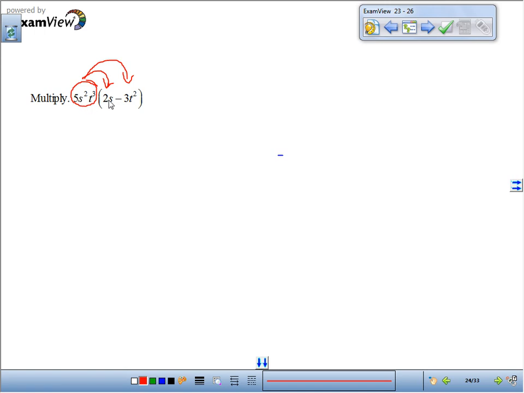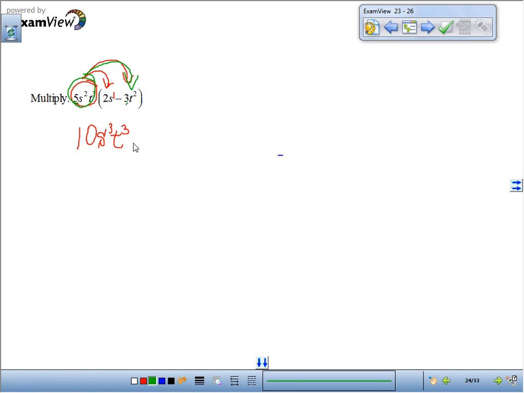Everybody with me? So let's multiply this times this first one. Start with the numbers. What is 5 times 2? What is s squared times s to the first? S cubed. Do we have a t inside right here in the first term? No, so we just write t cubed. Are we there? Next. Same one, now times the second term.